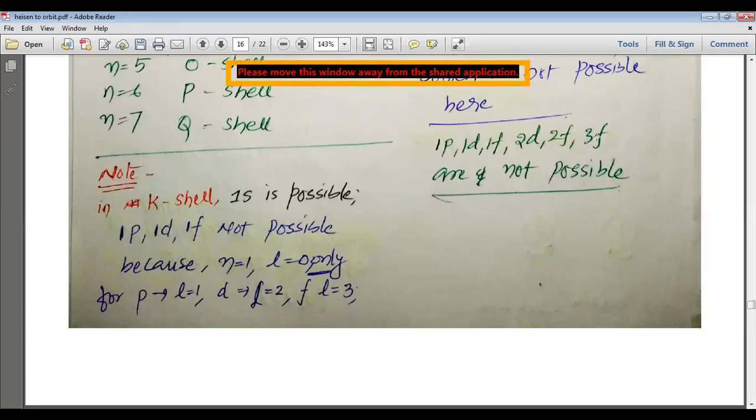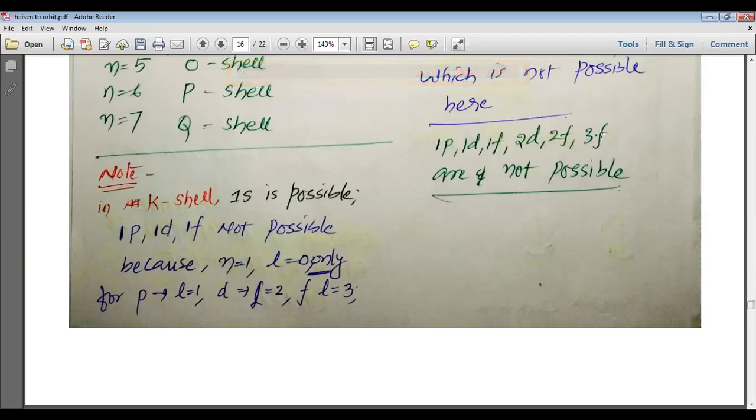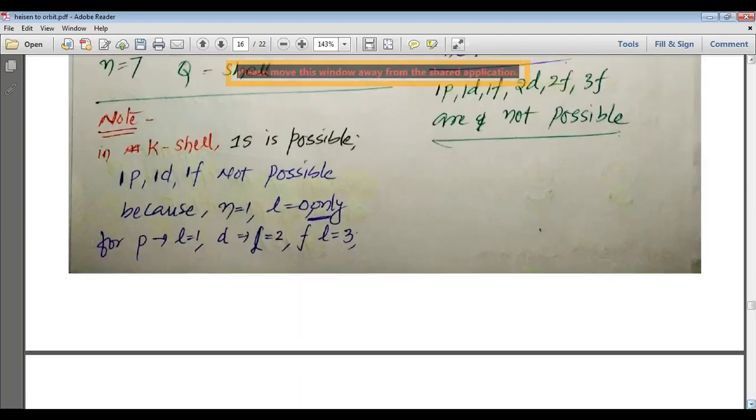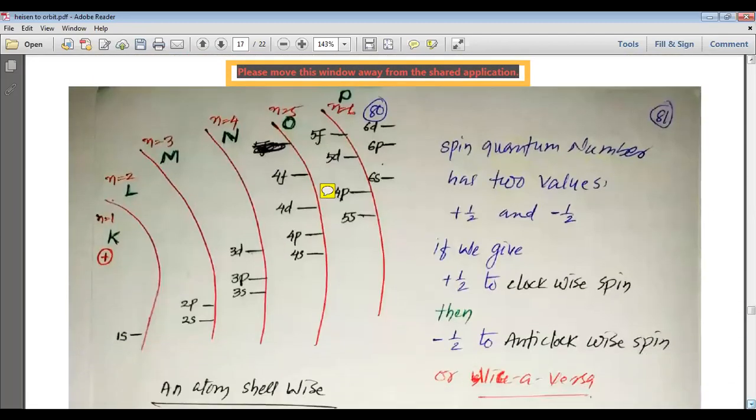Same way when we look at 3f, the principal quantum number n is equal to 3. When n is equal to 3, the value of l ranges from 0 to n minus 1. That means the value of l ranges from 0 to 2. But for f, we need l equal to 3, and that is why here 3f is also not possible. So this is how we can understand some of the not possible orbitals.